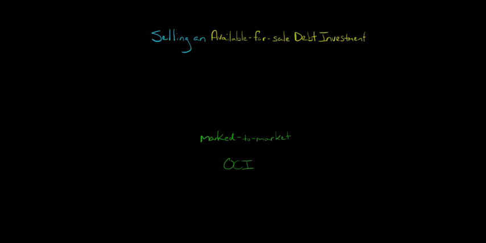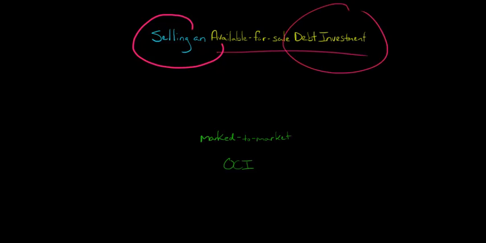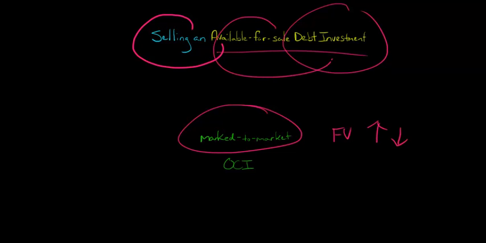In this video, we're going to talk about how to account for selling an available for sale debt investment. So if you remember, the available for sale debt investments are marked to market on the balance sheet. So that means that they appear at their fair value. And then any unrealized gains or losses, and by unrealized, I mean gains or losses that happen because the fair value goes up or goes down, but we haven't yet sold the available for sale debt investment. Those unrealized gains or losses go to other comprehensive income.